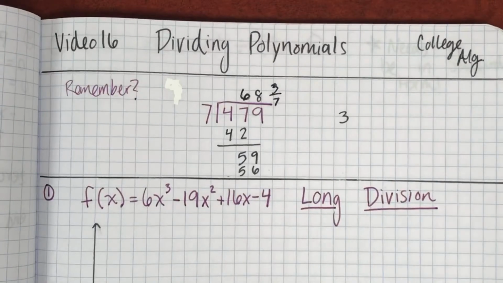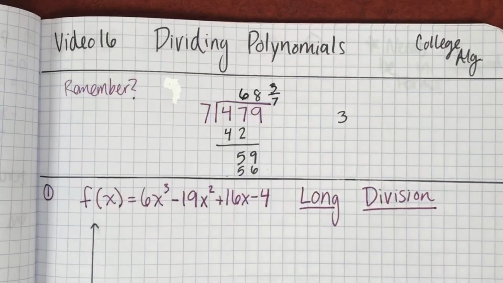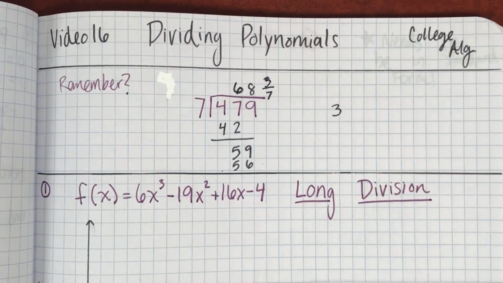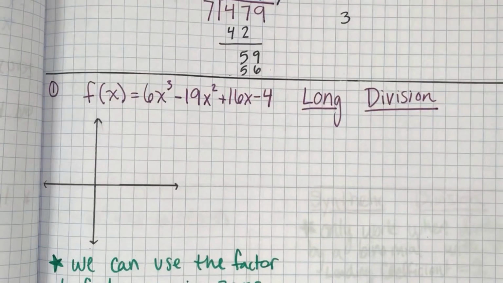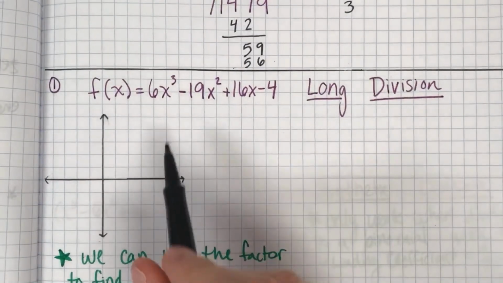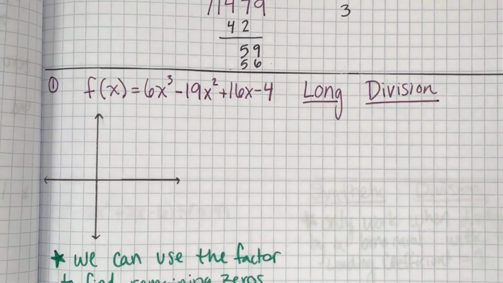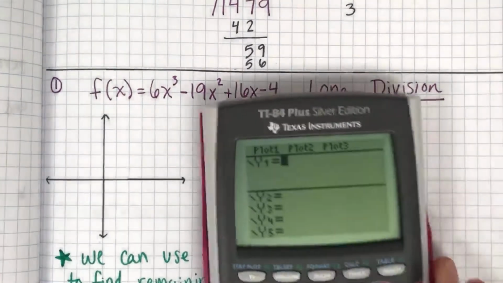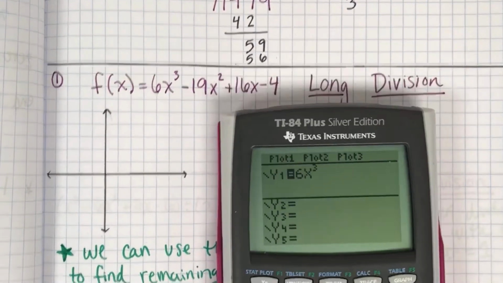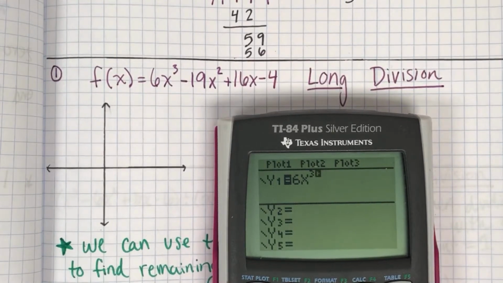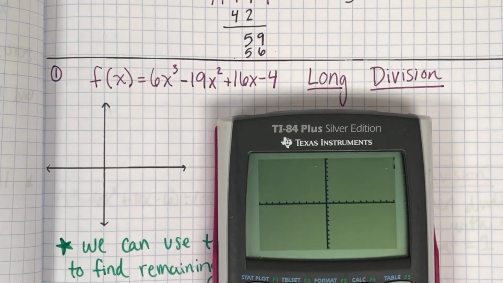Well, we're going to be doing the same thing, but this time it will be with polynomials. So taking a look at our first example, we've got this big long polynomial. We first need to find a 0 of this polynomial. So in your graphing calculator or on Desmos, we can type in our equation and take a look at our graph.